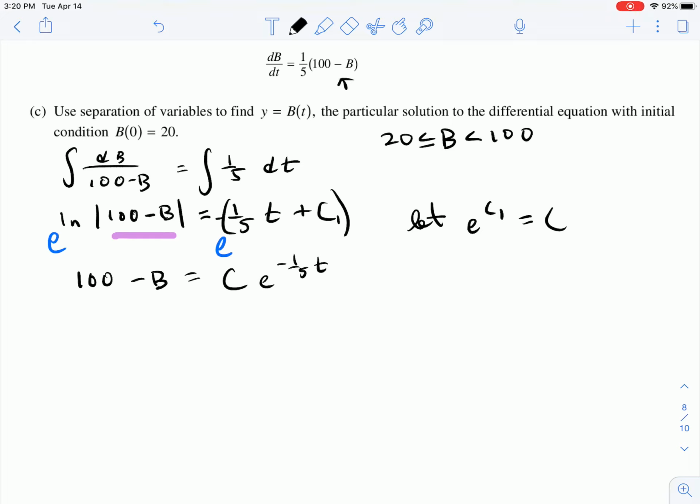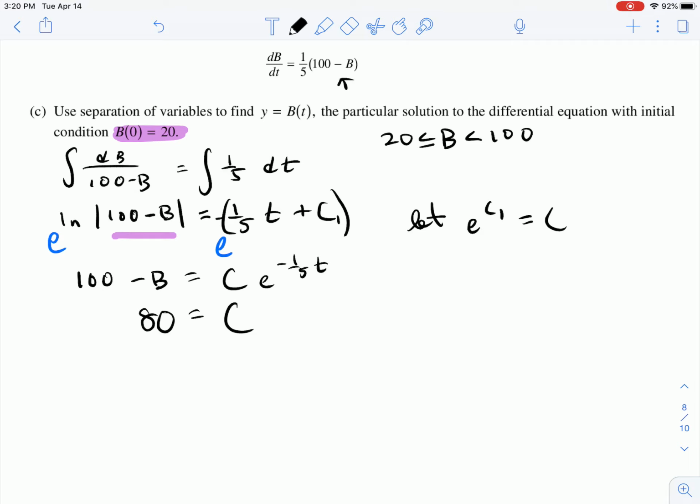Okay. Now from here, we can go ahead and solve for our constant. What was the initial condition that was given to us? We saw that B(0) is equal to 20. Therefore, since we know that when t is equal to 0, B is equal to 20, we can say 80 is equal to C times e to the 0 power, which would just be 1, so we know that our constant now is equal to 80.